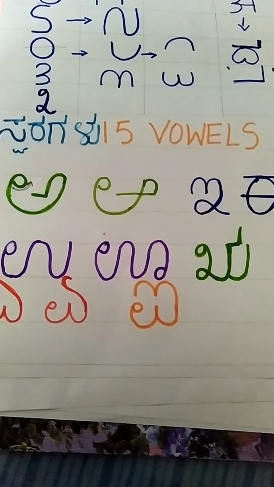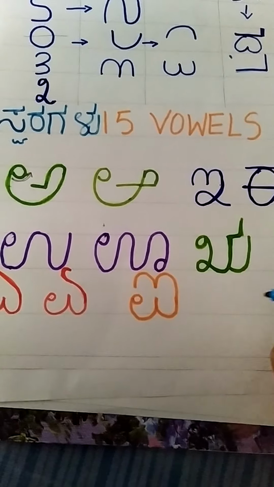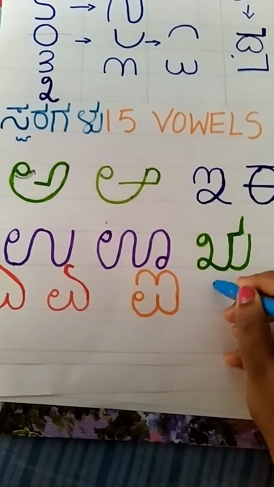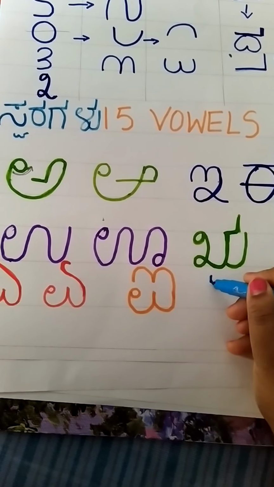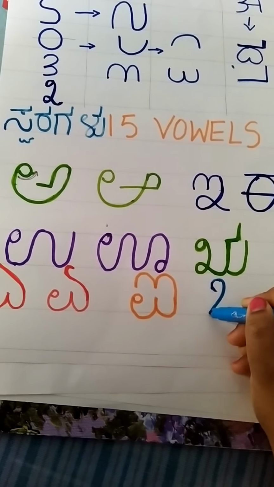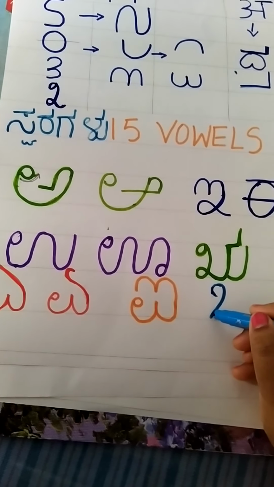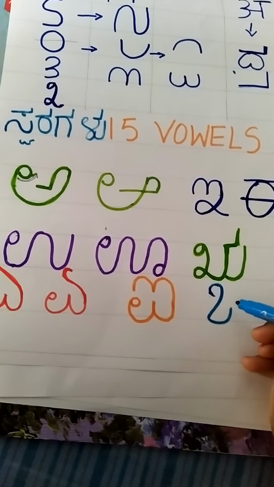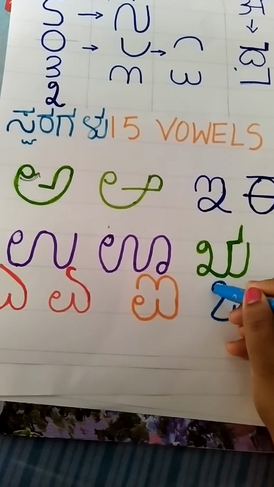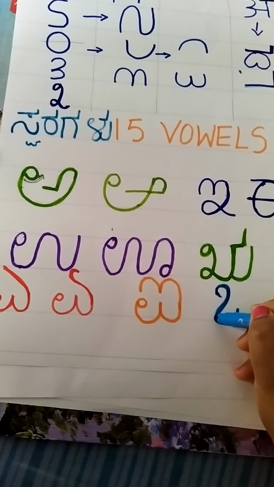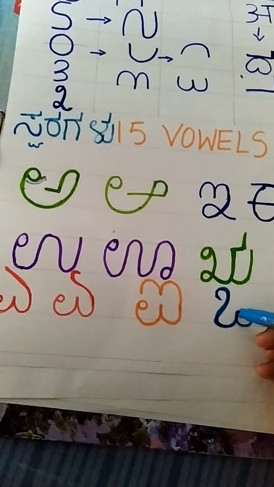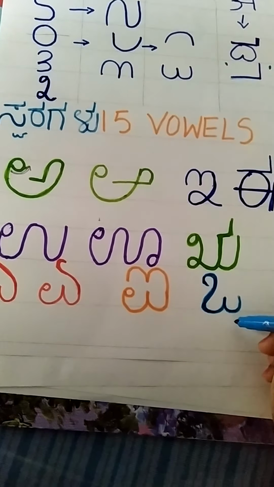Ai is done. Now O. O is the same, you have to take a curve like this. You should not join, no need. Turn like this. Look here, you have to write it this way. Again I am teaching O. You have to come this way and take one more curve. This is O.